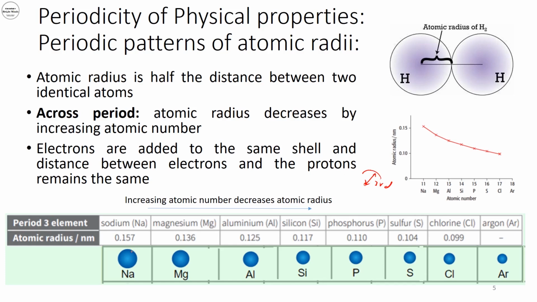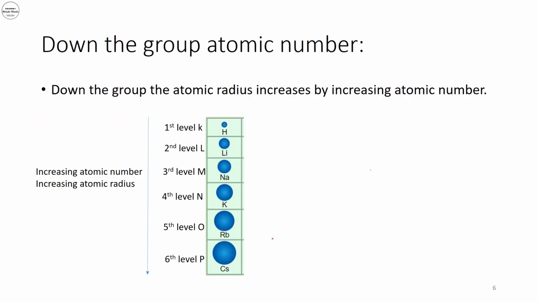So instead of 11 protons attracting 11 electrons, you have 12 protons attracting 12 electrons, and moving on, you are increasing with the same concept. This is why you could see there is a decrease in the atomic radius.